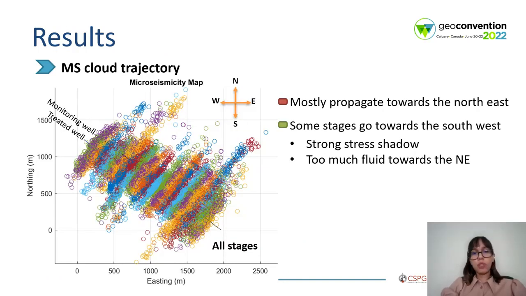Now I'm going to show the multi-stage results for this phase of the project. This plot shows the microseismicity clouds for all stages, and we can see how they mostly propagate towards the northeast, but we have some stages where they are propagating towards the southwest. Maybe the stress shadow is making the fractures go in the opposite direction, or there is too much fluid already in that direction, so the fracture is changing directions.